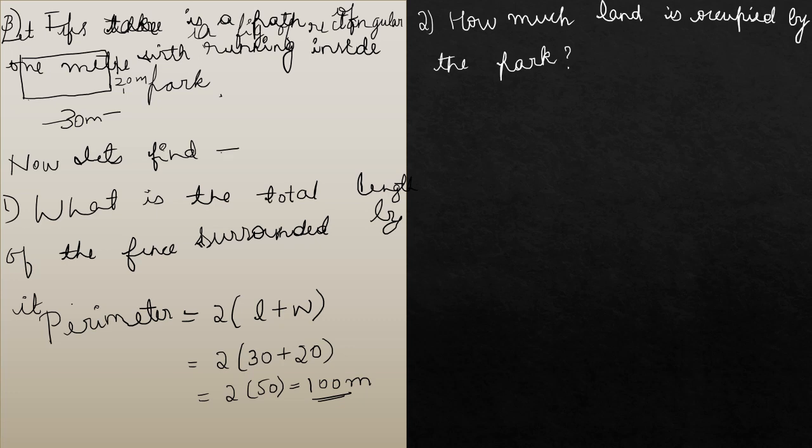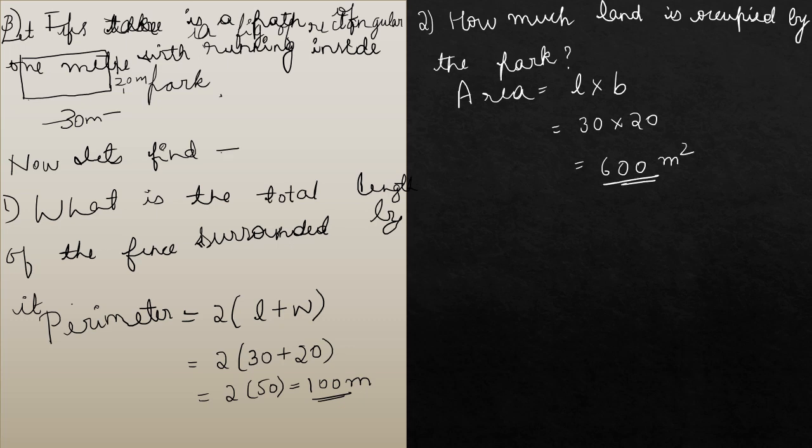Area formula is length into breadth of the rectangular. If it is rectangular, length into breadth. If it is square, side into side. Now it is rectangular in shape, so we are finding area is equal to length into breadth. How much? 30 into 20, which is equal to 600 meters square.